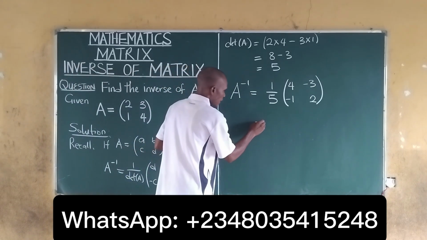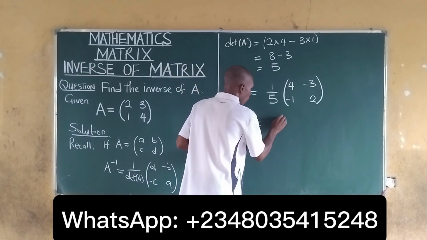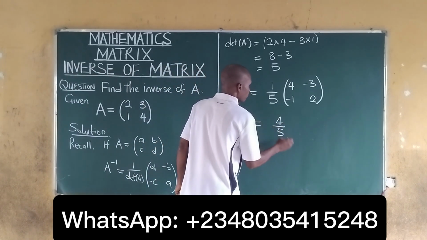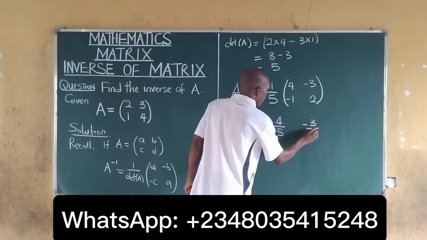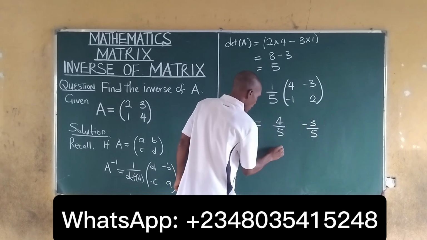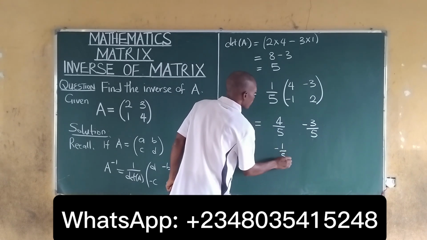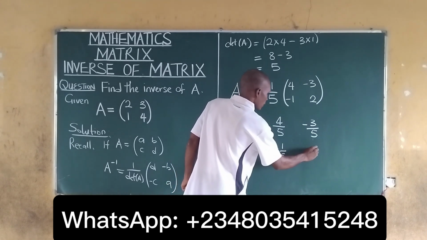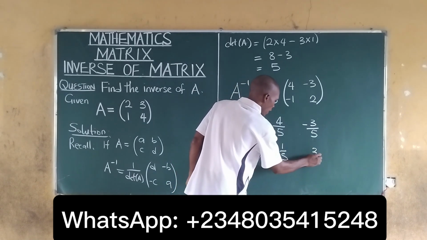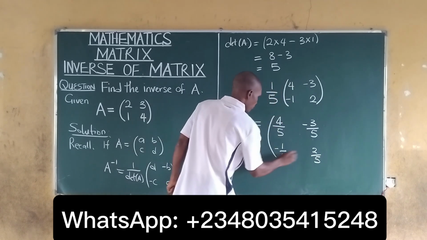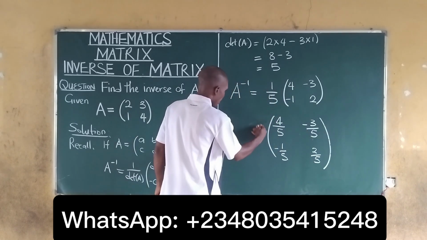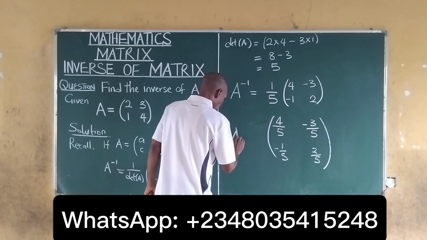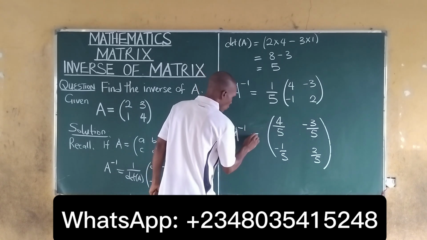Or we write it as 4 all over 5, negative 3 all over 5, negative 1 all over 5, and 2 all over 5. So we can write our inverse of A as the inverse of A will be equal to this.